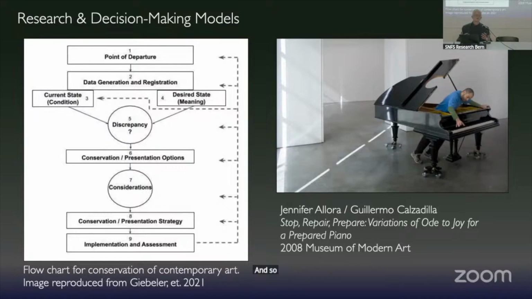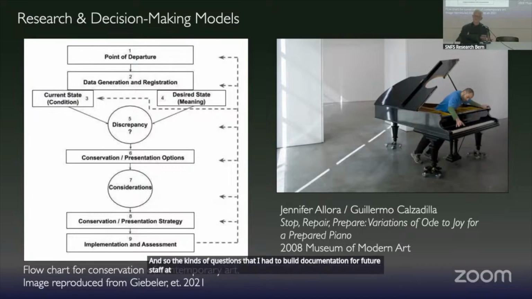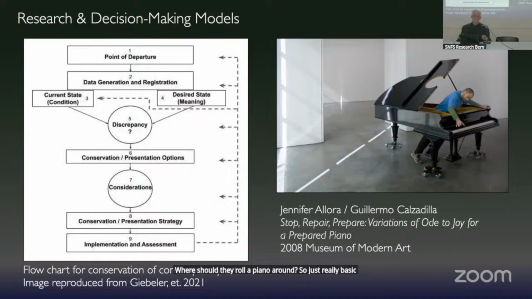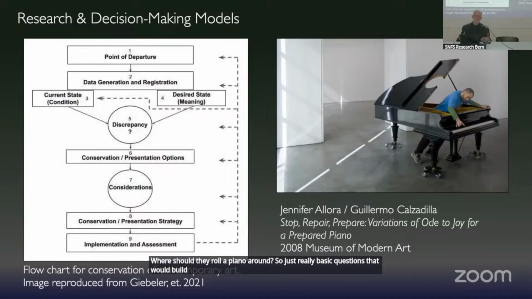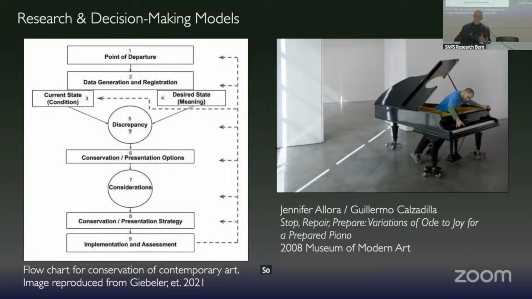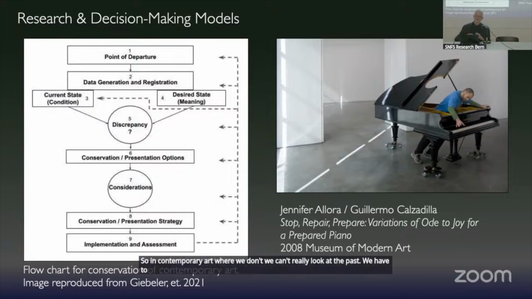And so the kinds of questions that I had to build documentation for future staff at the museum were, what should they wear? Should they be trained classical pianists? Where should they roll the piano around? So just really basic questions that would build institutional understanding about how this piece can be re-exhibited in the future. So in contemporary art, where we can't really look at the past, we have to construct an imagining of the future, and the best source, of course, is the artists if they're around to ask.